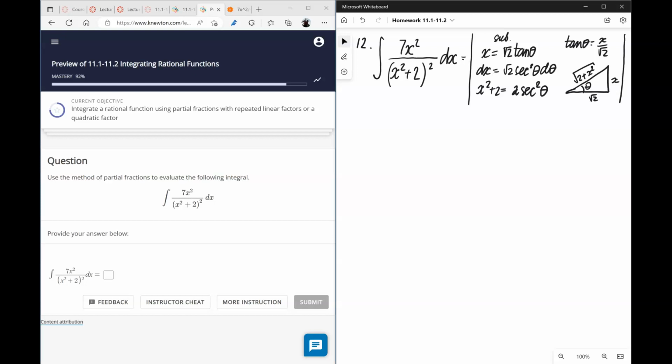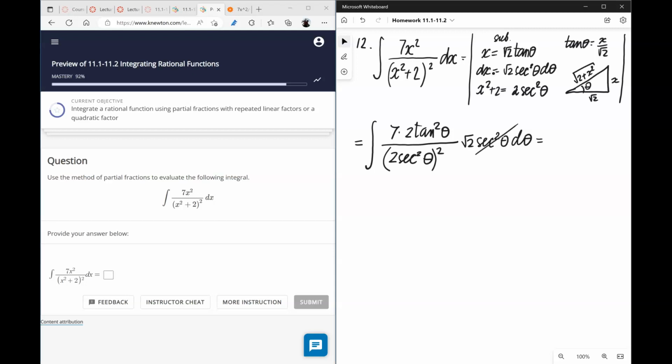And now we're going to plug everything in. So we're going to have 7 x squared. Well, x squared is just 2 tangent squared theta. X squared plus 2 will be 2 secant squared theta, but we have it squared. And dx is square root of 2 secant squared theta d theta. Let's see if anything good comes out of this. Because that was kind of my hope.